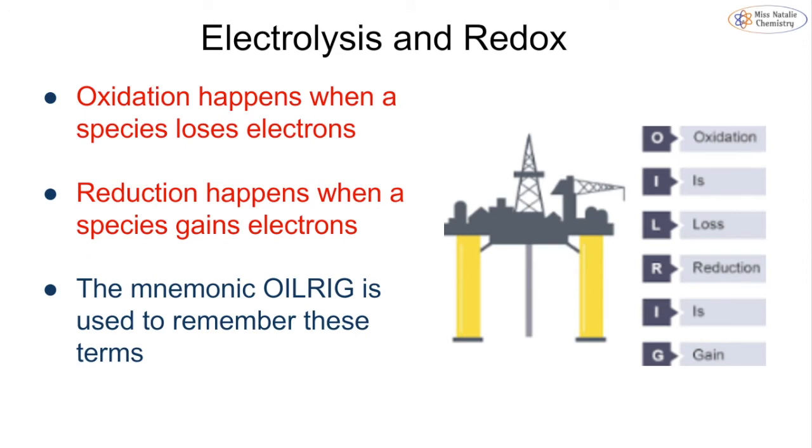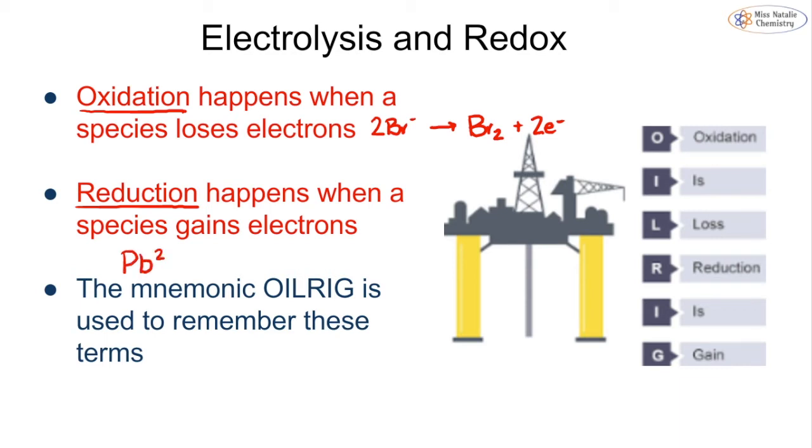Now, when we have our loss and our gain of electrons happening, we like to give them a specific name. So when we have a species that loses electrons, we call this oxidation. So if a substance loses electrons, like the bromide going to the bromine plus the 2 electrons, this is oxidation because the bromide has lost those electrons.